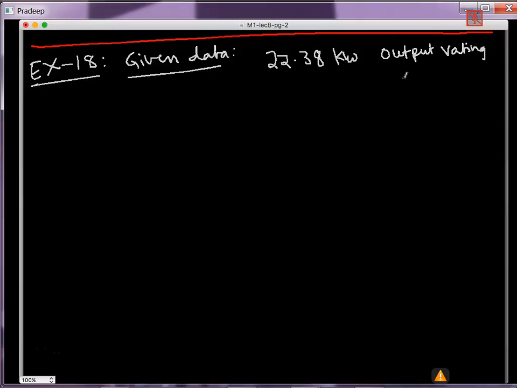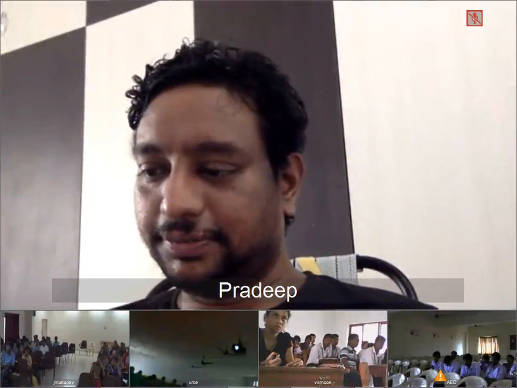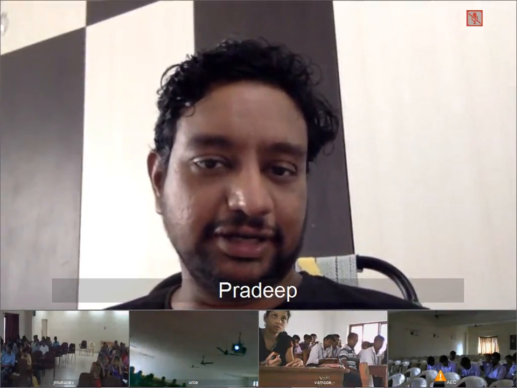So this is the output rating of a motor. This is the first point of data that is given. Then I have V is 440 volts, and then the number of poles is 4 poles. And then the winding is wave winding.